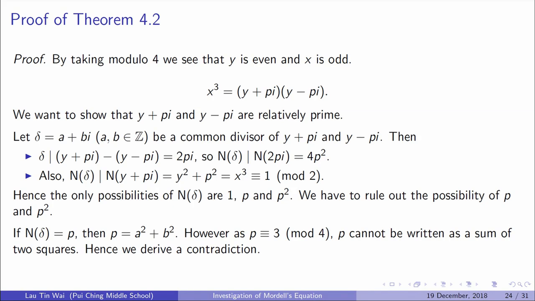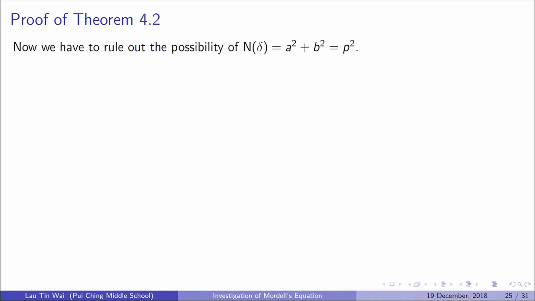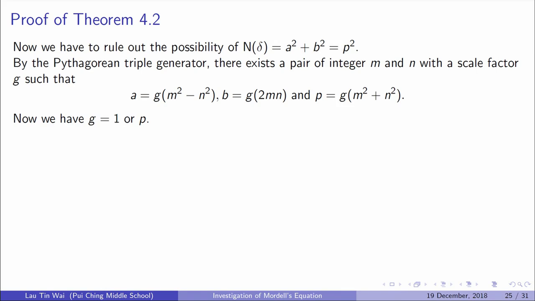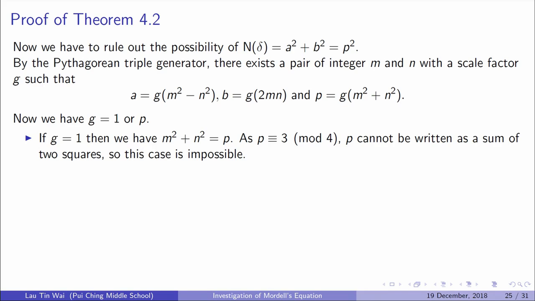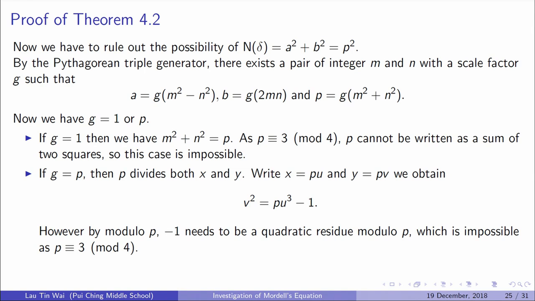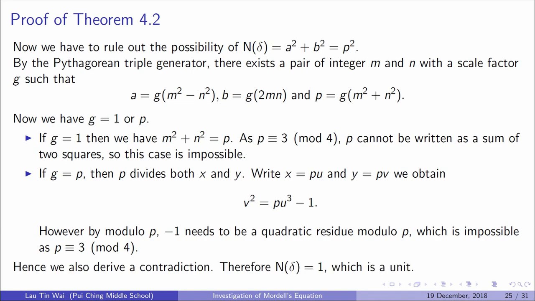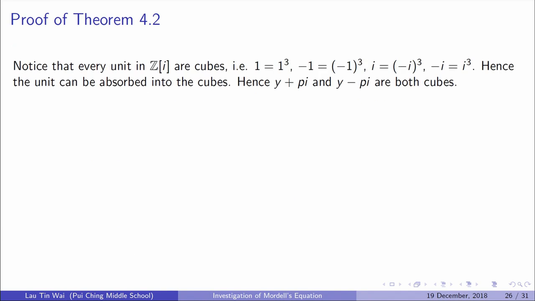If the norm of delta equals p, then I can write p equal to a squared plus b squared, which is impossible. For p squared, using the Pythagorean triple generator, I can derive the equation as shown. And considering the latter equation, notice g equals 1 or p. So if g equals 1, then actually I can write it again as a sum of 2 squares, which is impossible. If g equals p, then p divides both x and y. So I obtain this equation as shown. And then consider mod p, and minus 1 will be a quadratic residue mod p. However, this is impossible again as p equals 3 mod 4. So we have the norm of delta equal to 1.